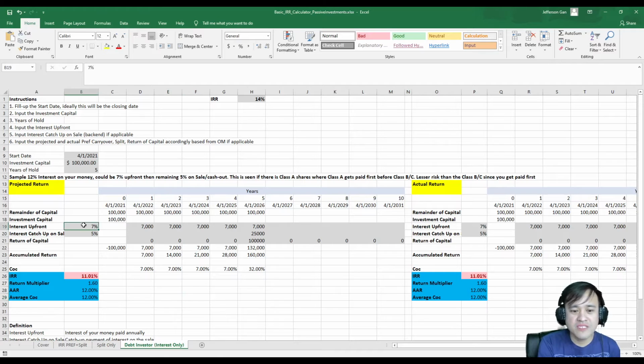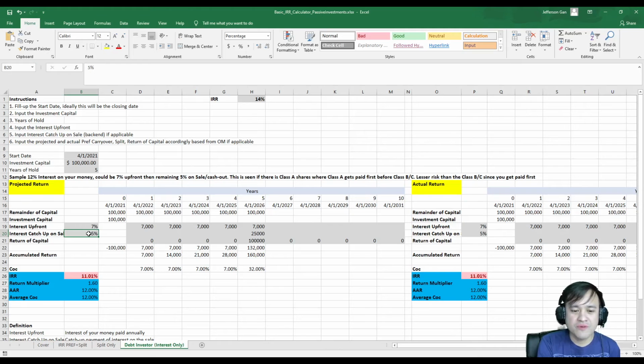It can be structured in such a way that there will be a 7% upfront, meaning this gets paid first, upfront to you, before the class B and C shares. Then on the back end, before the split or distribution happens on the sale, they need to pay all the accumulated interest.